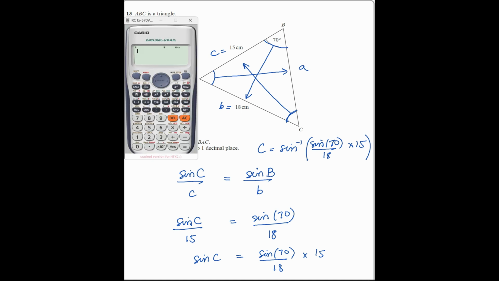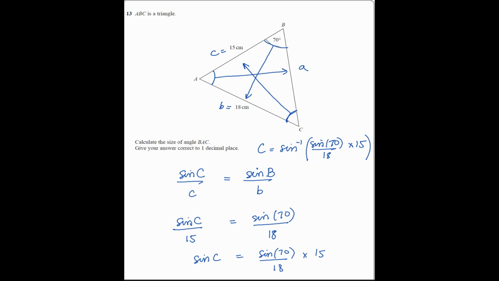By pressing the shift button, and then pressing sine, it will give us sine inverse, and then use the fraction key. We have to put exactly the same thing, sine 70 over 18 times 15. Close the bracket, equals 51.54. So angle C equals 51.54, which means 51.5 degrees, and thus our angle C, meaning angle BCA, equals 51.5 degrees.